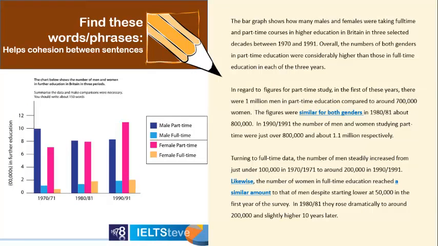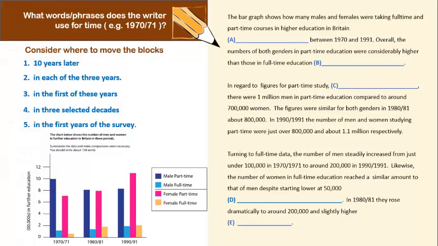Now, don't go back or you'll find the answers. It's pretty easy if you do that. So just have a look here. We've got 5 phrases relating to time. Where would you put them? They're not in order. So have a look. What do you think is A, B, C, D, and E?